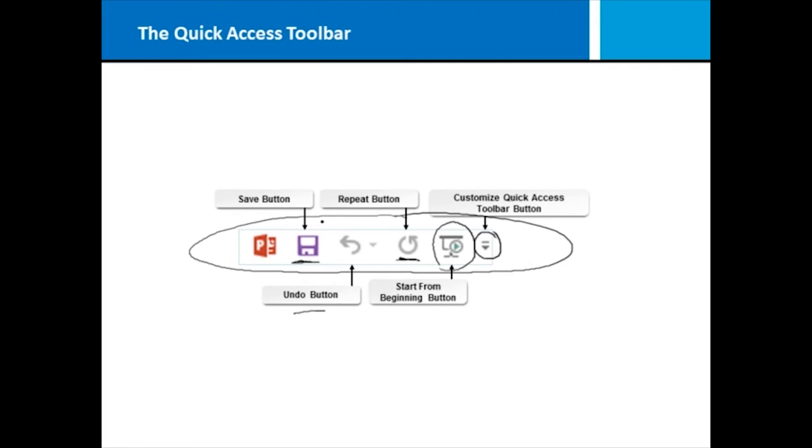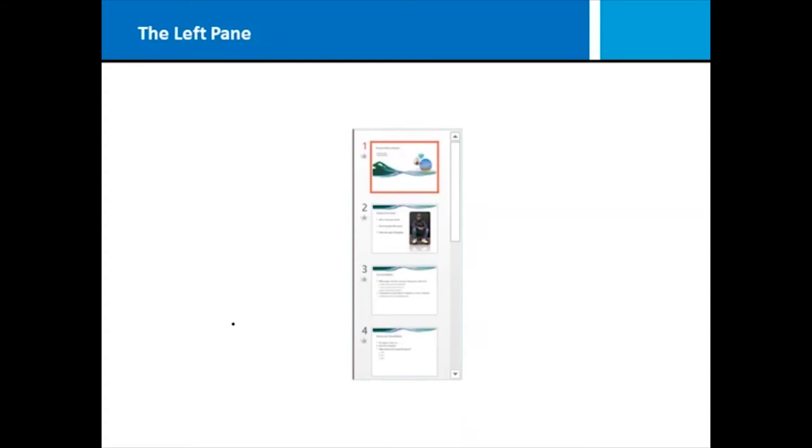So if there's a button you think you might want available to you regardless of where you're at on the ribbon, add it to the Quick Access toolbar. The left pane of the Microsoft PowerPoint window is visible in certain views, not all views.